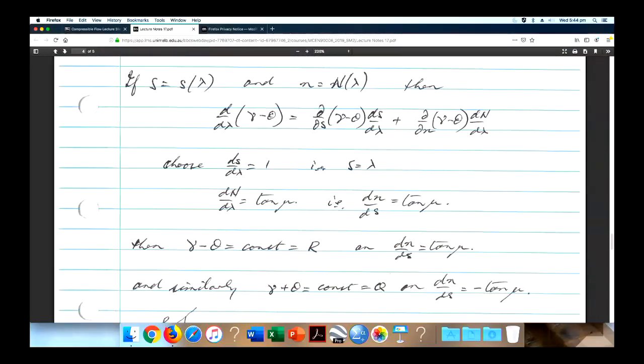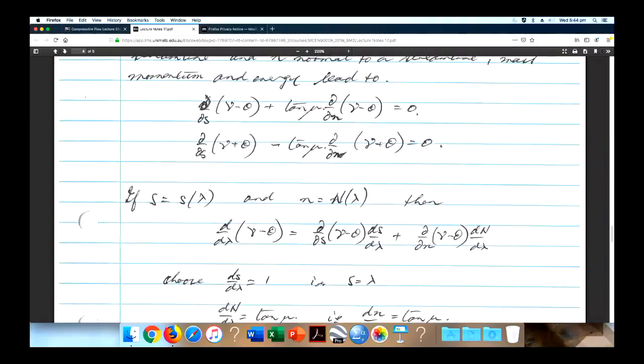Why didn't we have tan mu at the first? Wait a minute, we do. In the first equation, if you rewrite momentum and energy, you have tan mu in here. So what I'm going to choose is dn d lambda equal to tan mu. Then it's exactly the same as that equation following the motion. But I found something very simple: d d lambda of nu minus theta will, in that particular case, be zero.